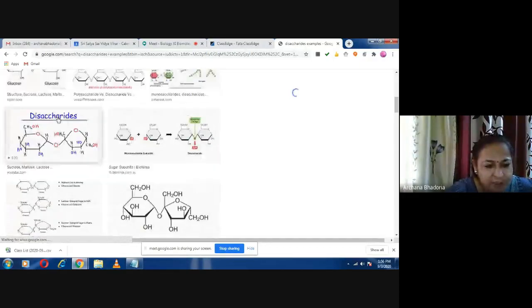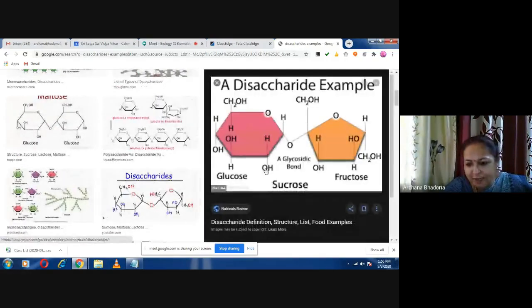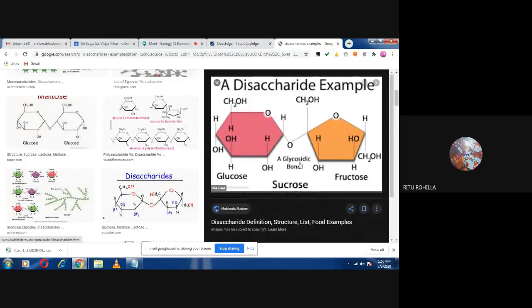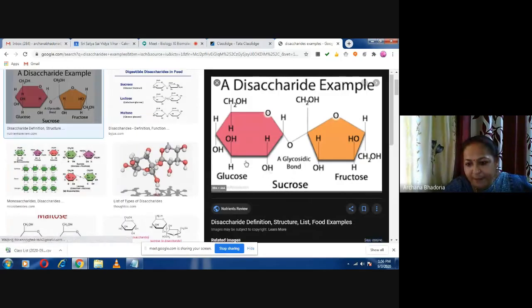Okay, keep drawing this figure. Okay, disaccharides. What are disaccharides? See here now. So this is one glucose, and to it attached is another; both are monosaccharides. One is glucose and another one is the fructose.